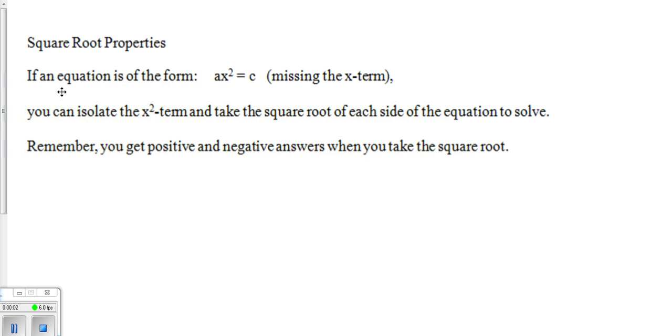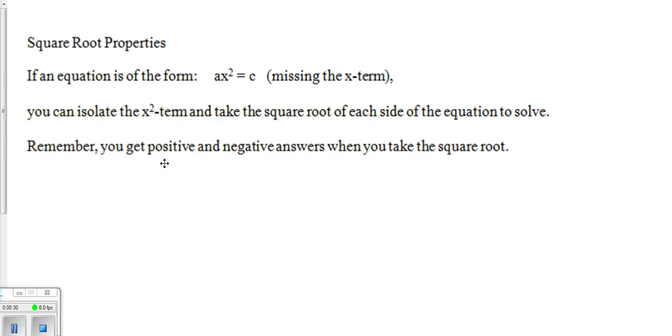All right, continuing on with our 8.2 lesson, we're looking now at square root properties. If an equation is of the form ax squared equals c, so we're missing the x term, the one that has the b coefficient, we can get the x squared piece all alone by dividing by a on both sides. Then it would be x squared equals some number. Then we can just take the square root of both sides to get x alone. Then we would have solved for x.